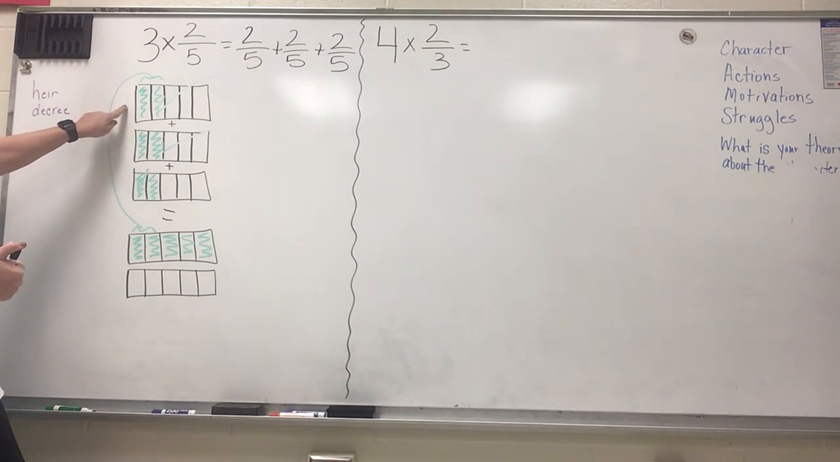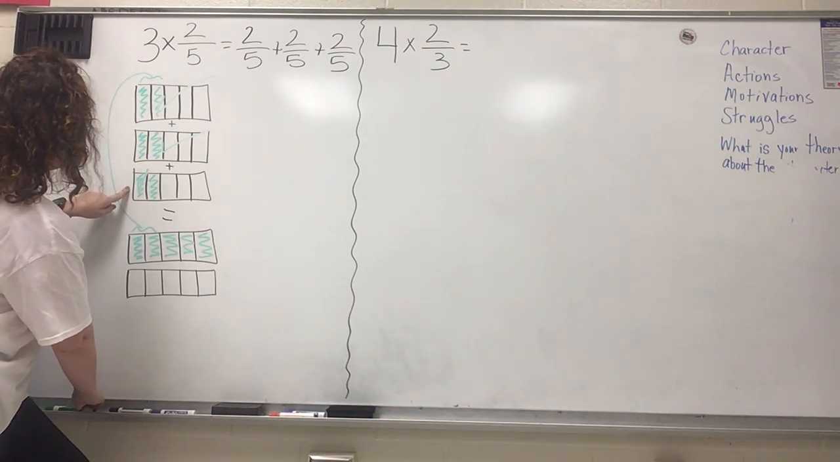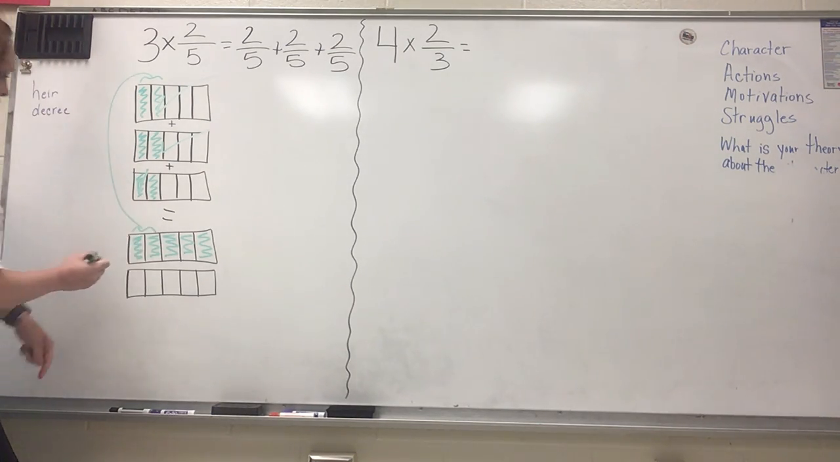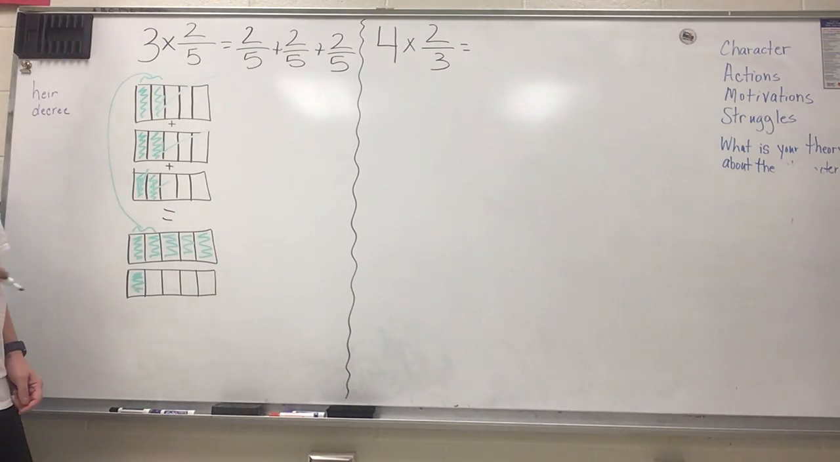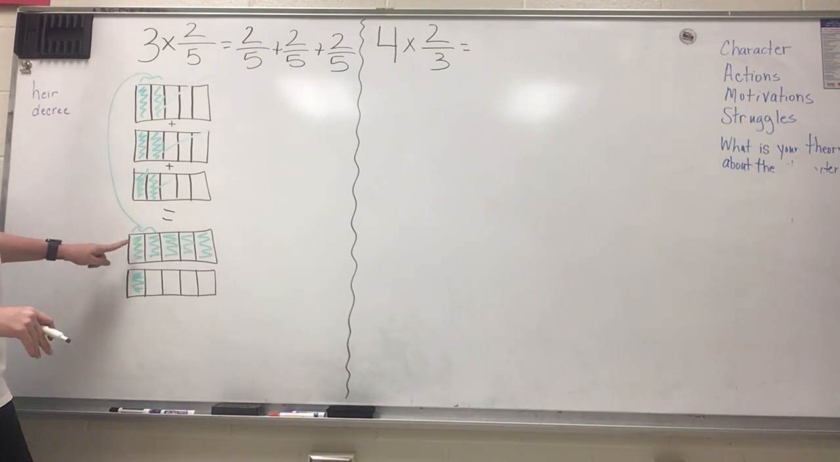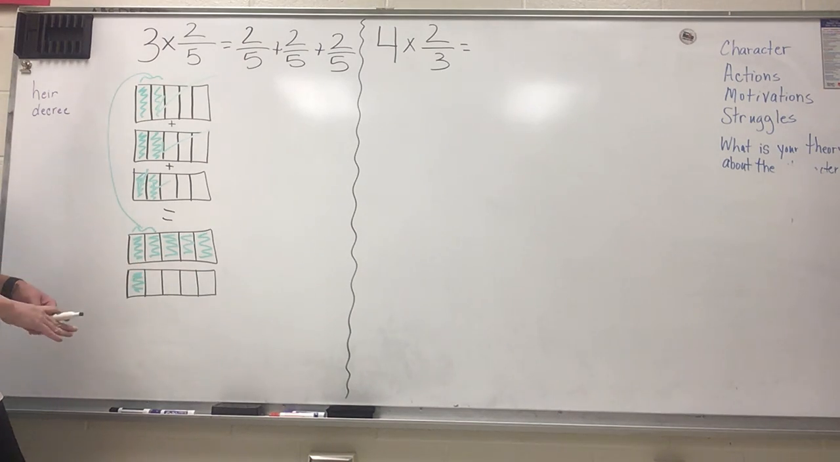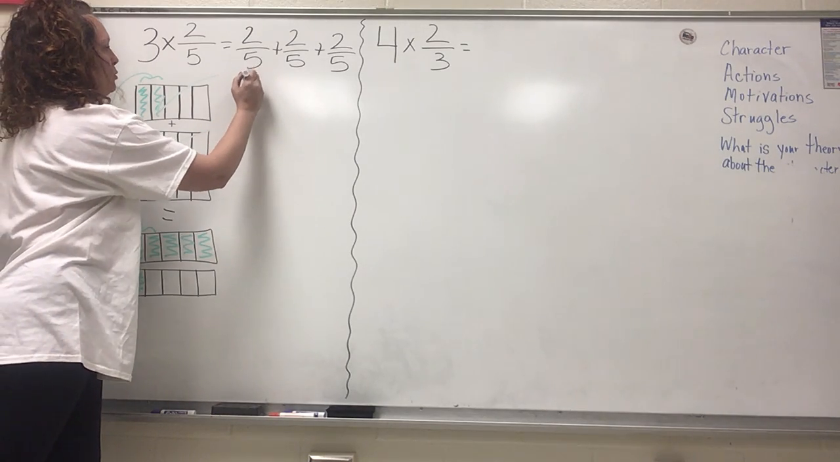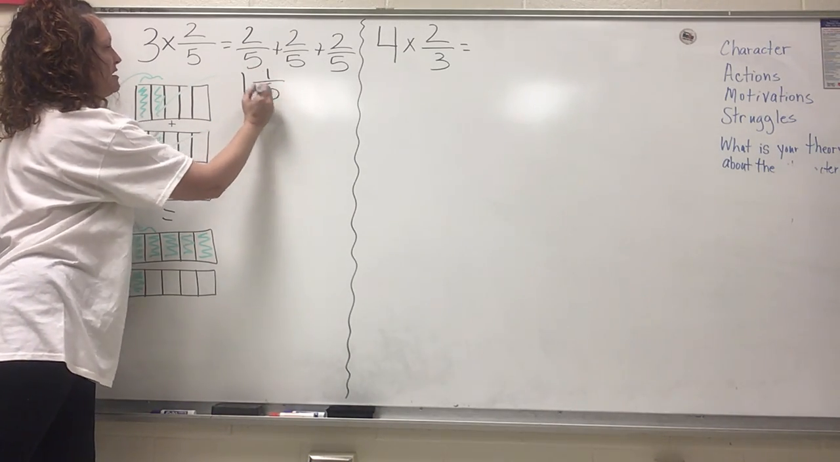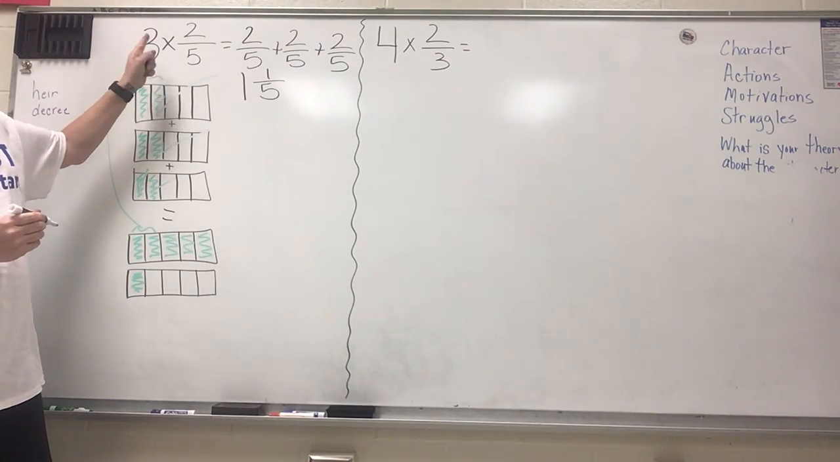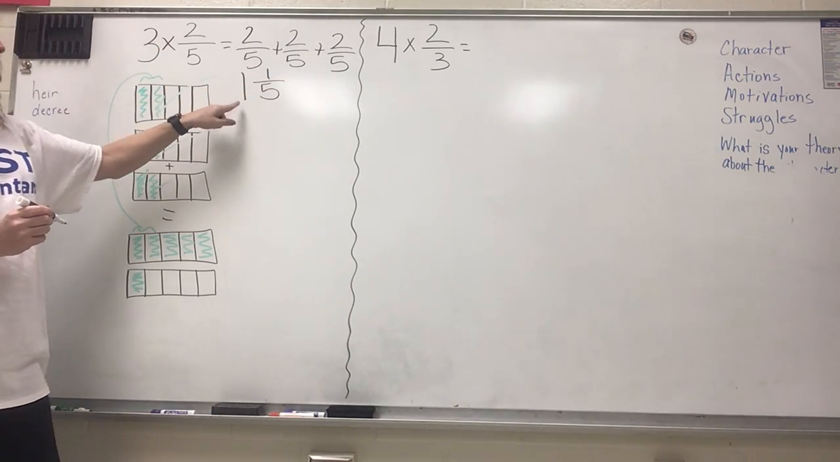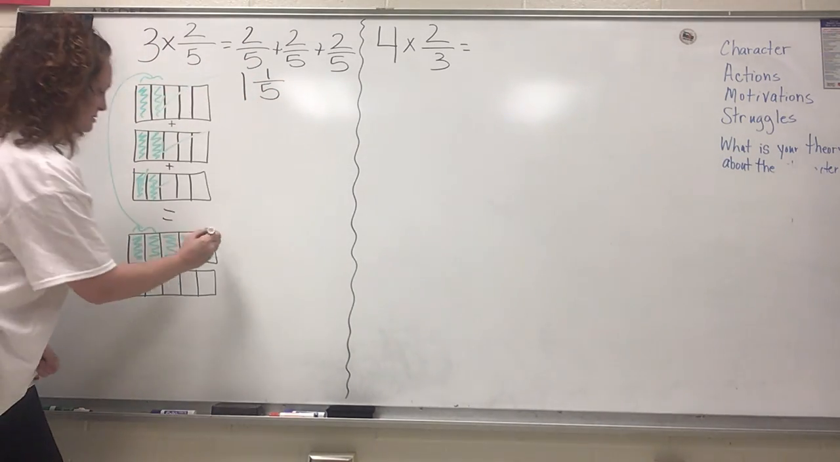So I've got these move, 1 of these moves, right? This one still needs to move. Bye-bye. Check. What do I end up with? I have 1 whole and then 1/5, right? So 1 and 1/5. So 3 times 2/5, or 2/5 plus 2/5 plus 2/5, is equal to 1 1/5. Okay.